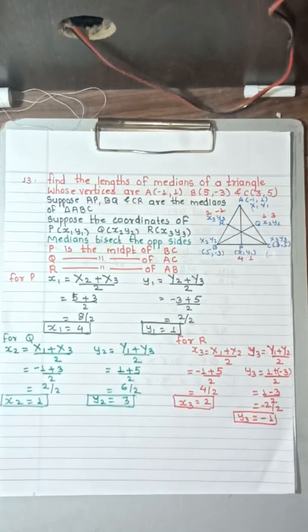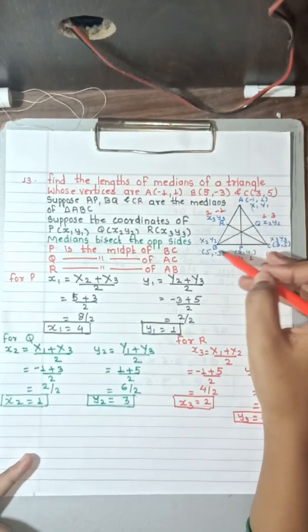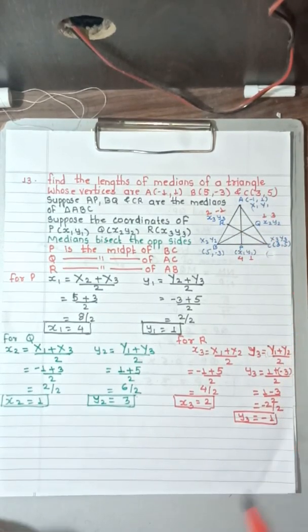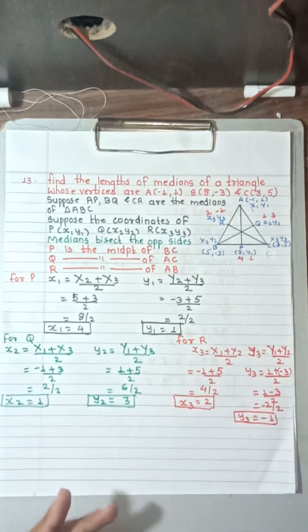Now what we are going to do, we have to find the value of AP, CR and BQ. I think the space will not be sufficient for me again, so first of all I'll attach a page over here.